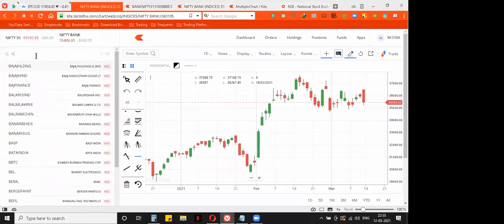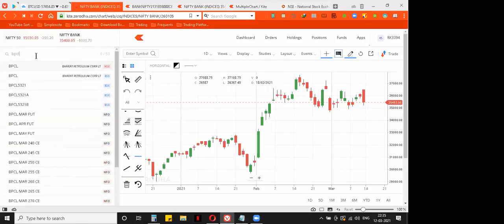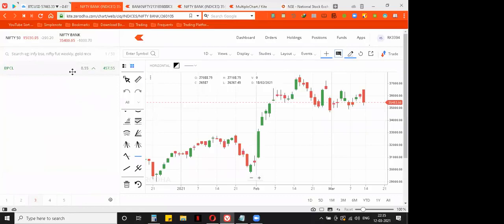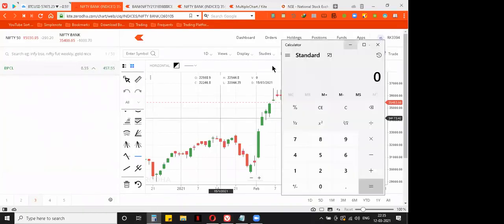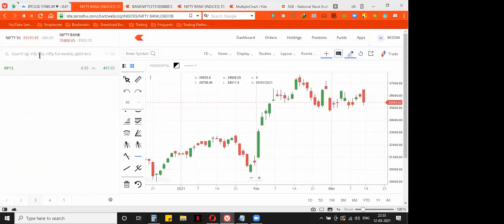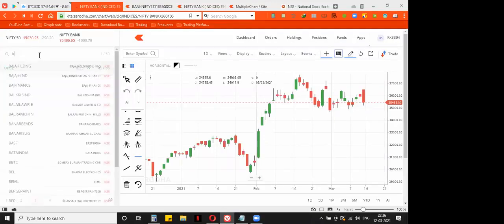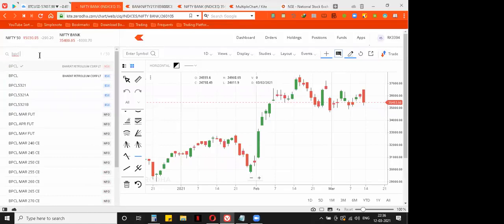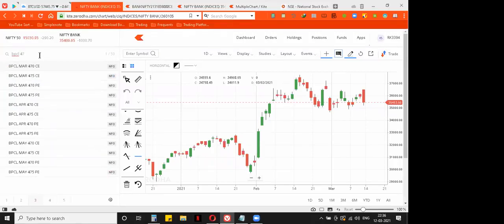Let us say I'm trading BPCL. First, I need to know what my spot price is. Then I add 3% to the spot price to decide my strike. So 457 into 1.03 tells me that I can go up to a price of 470 for my trade. So I take BPCL 470 CE.